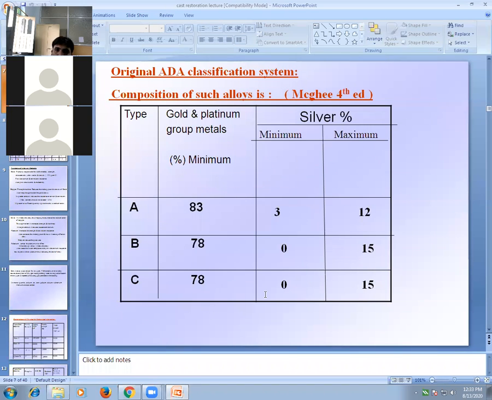Okay. So ADA again revised its original classification depending upon the composition of the alloy. It divided the cast gold alloys into 3 different types, that is A, B, and C. In A, the gold and platinum content is 83%, while the silver is 3 to 12%, that is, it is minimum in content. In B, the gold and platinum group percentage is 78%, while the silver is 15%. Again, in C, there is 78%, and other trace elements are 15%.